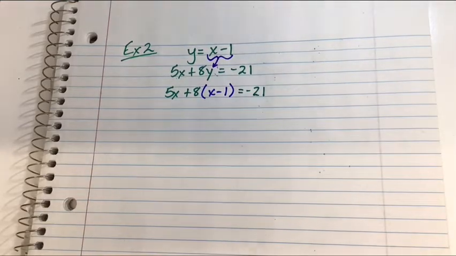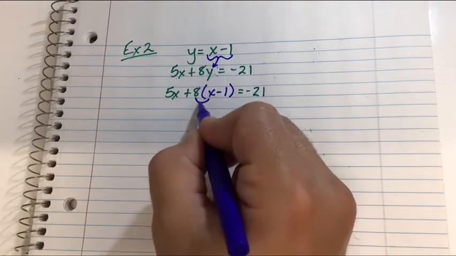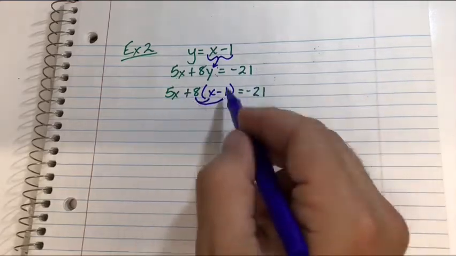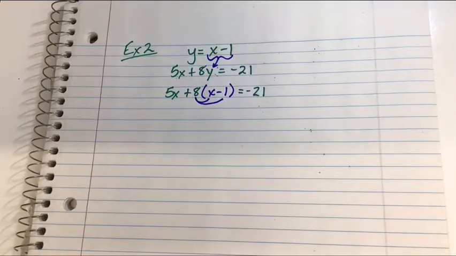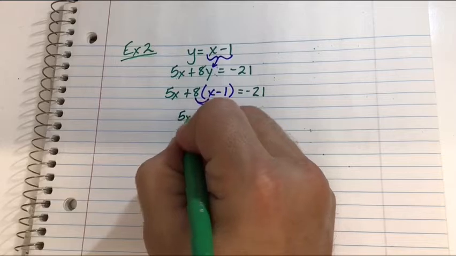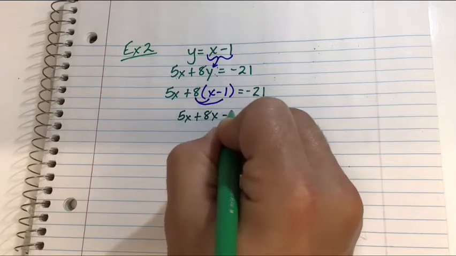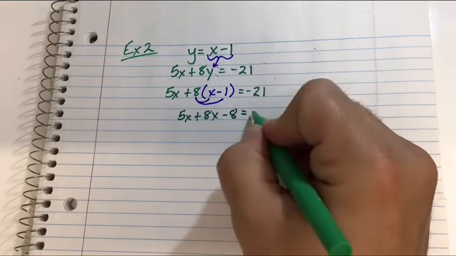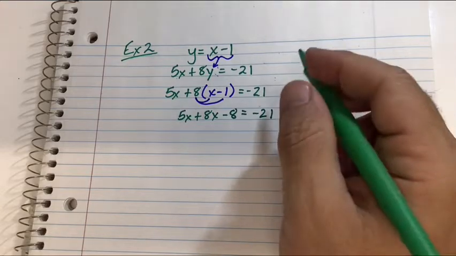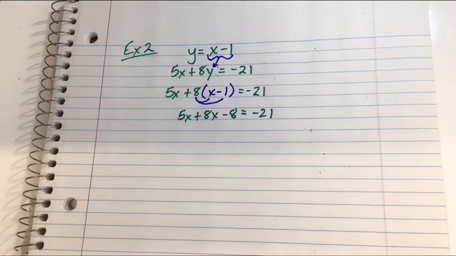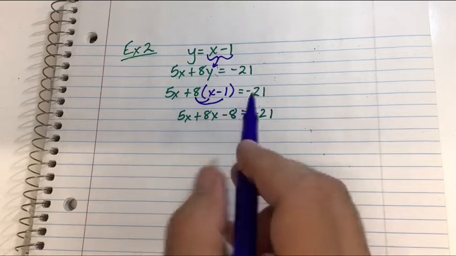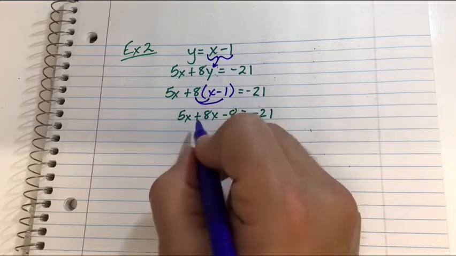Okay, I want you to recognize the first thing to do is to distribute. We're going to distribute first, leaving my equation as 5x plus 8x minus 8 equals negative 21. Then I can combine these like terms. 5x plus 8x is 13x.